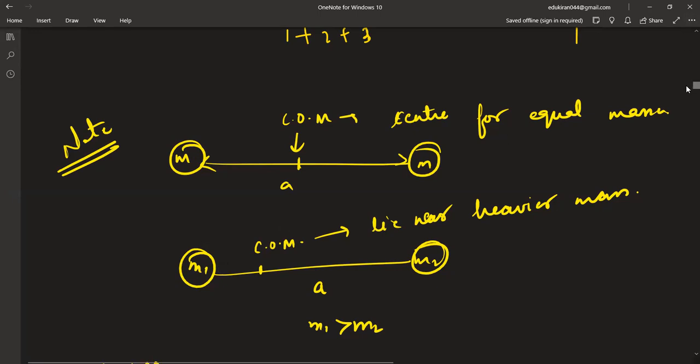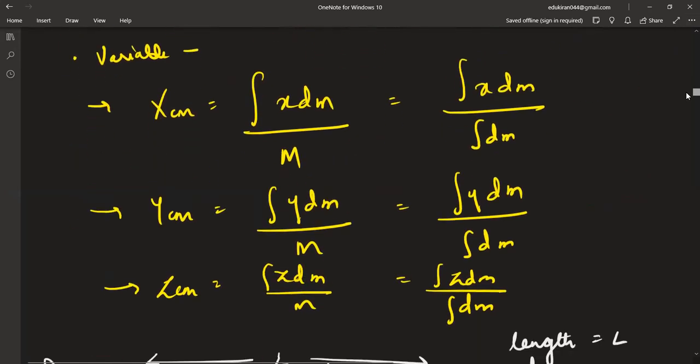Also, class, one more note point before we begin that derivation. If you have variable masses, and we want to find out the entire center of mass, then instead of using M1R1 plus M2R2, we simply integrate x into dm divided by integral of dm. See what is meant by this.